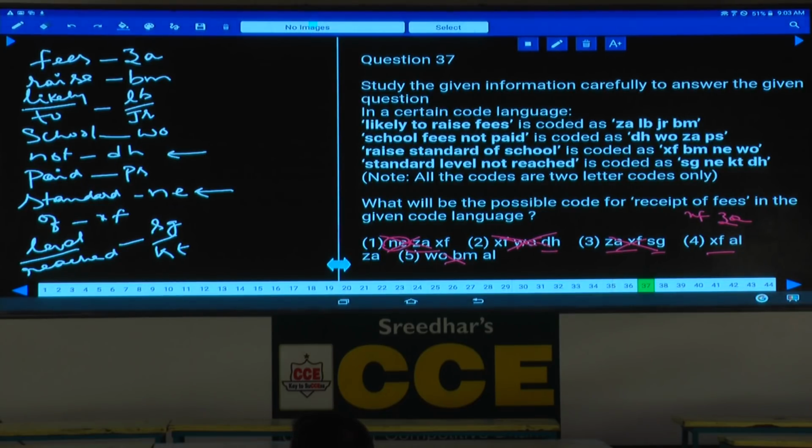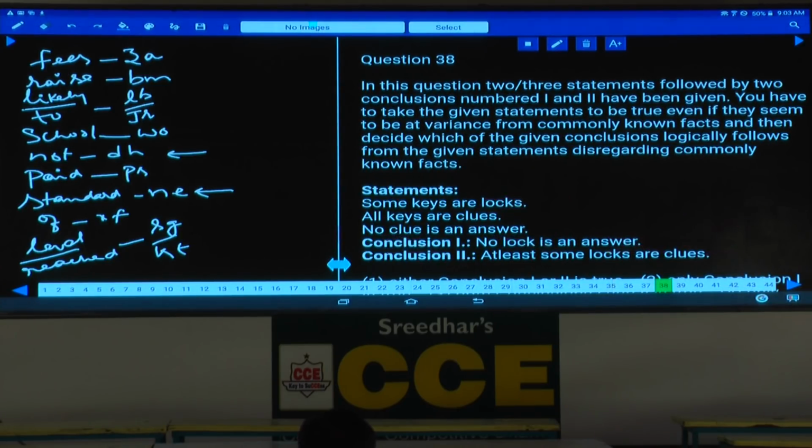Now AL, is there any code for this AL? No, hence it can be the code, and that is the very basic reason why the question is about a possible code but not a definite code. We are not 100% sure whether this AL is the code for receipt or not, but there is a chance for this one. Then choice 4 is the answer. Question number 37, choice 4. Then 38 onwards.